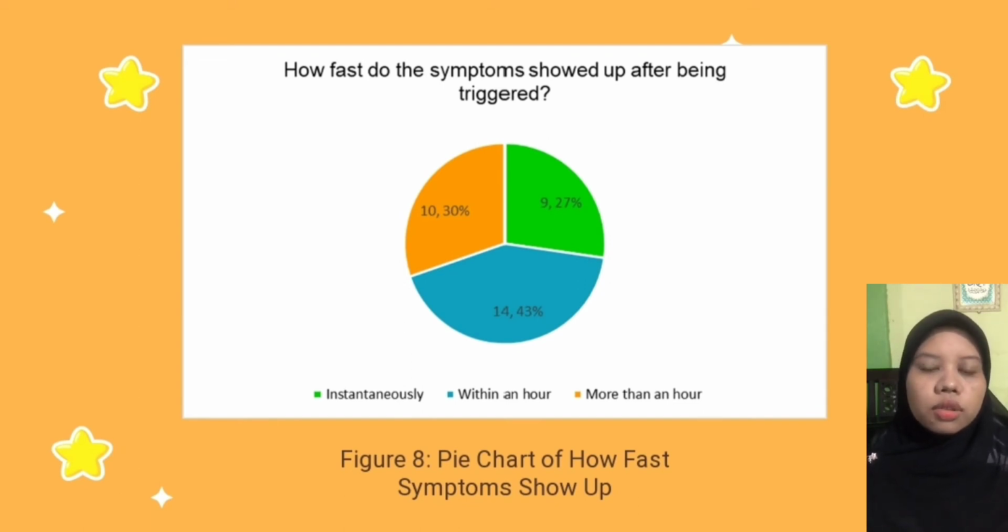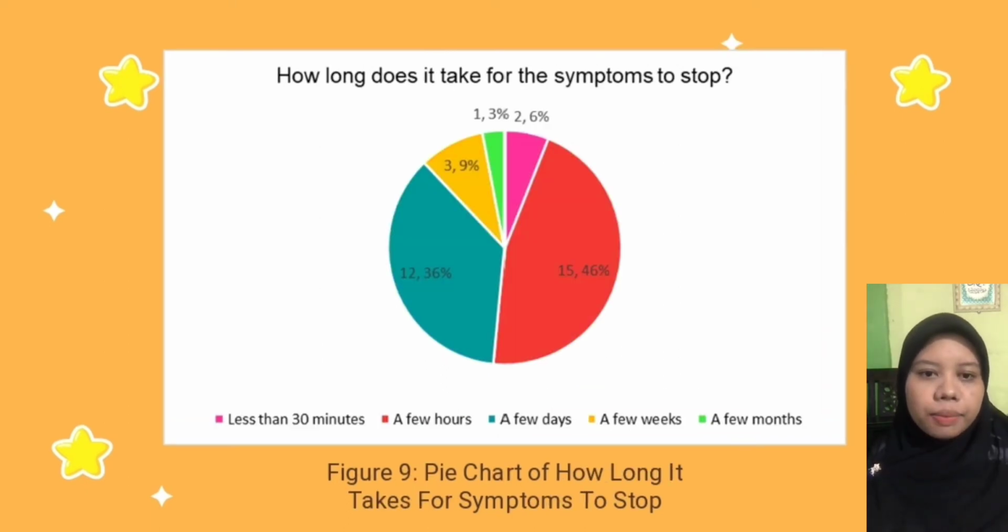Instantaneous is 9.27%. For within an hour is 14.43%, and for more than an hour is 10.30%. That is the pie chart of how long it takes for symptoms to stop. For a few months is 1.3%, for less than 30 minutes is 2.6%, a few hours is 50.46%, a few days is 12.36%, and a few weeks is 3.9%.